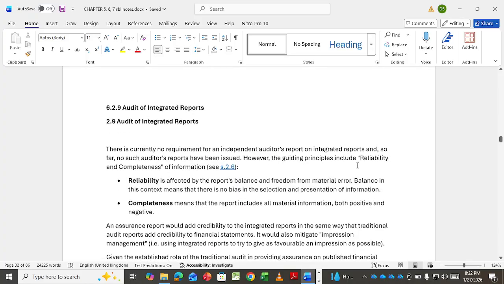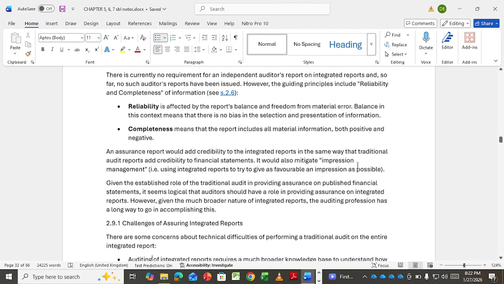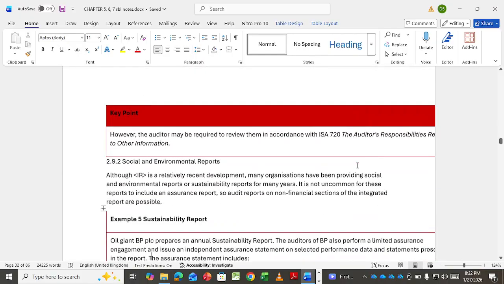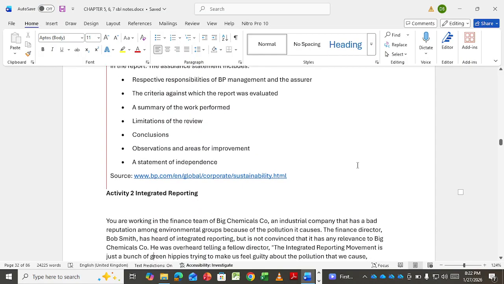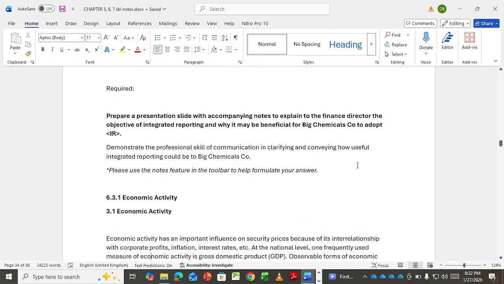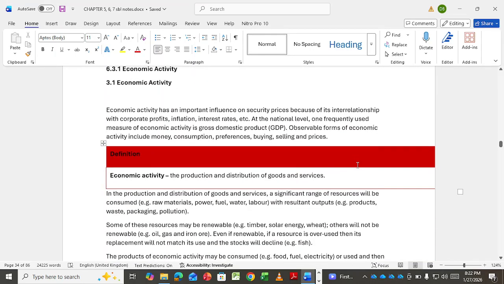Right. So, like I said, audit of integrated reports, it's not mandatory as of now. So they're not usually audited like the financial statements are, but at least they should be reliable and complete for the users to be able to understand. So you'll go through these examples and activities. They will give you much more knowledge.